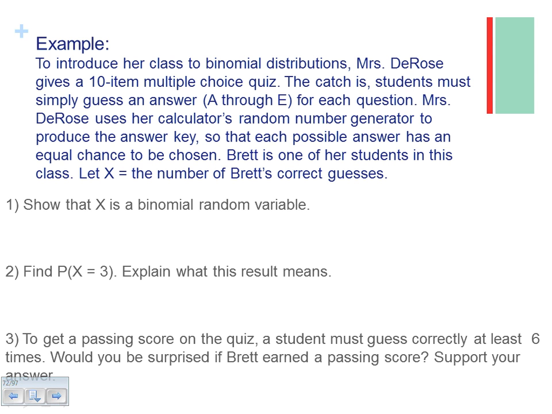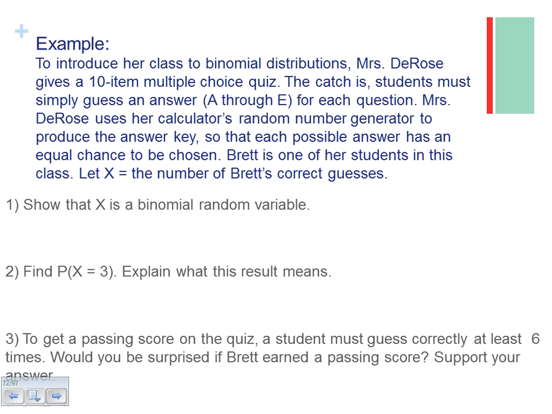Okay, to introduce my class to binomial distributions, I give a 10-item multiple choice quiz. The catch is students must simply guess an answer, A through E. So I just give you a 10, and you just guess A through E, and you don't really even know what the questions are. So then I use my calculator. I'm going to do a random number generator to produce the answer key. Y'all know I like to do random number generators.